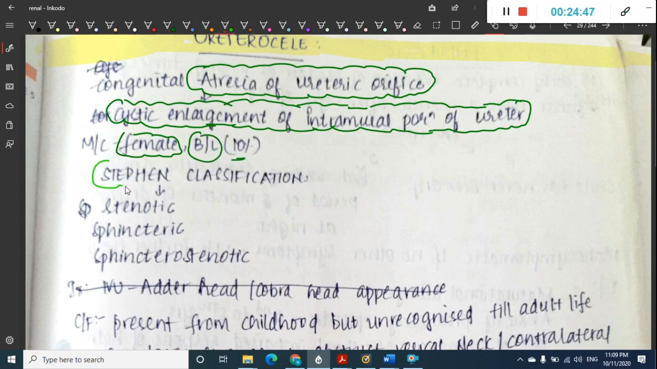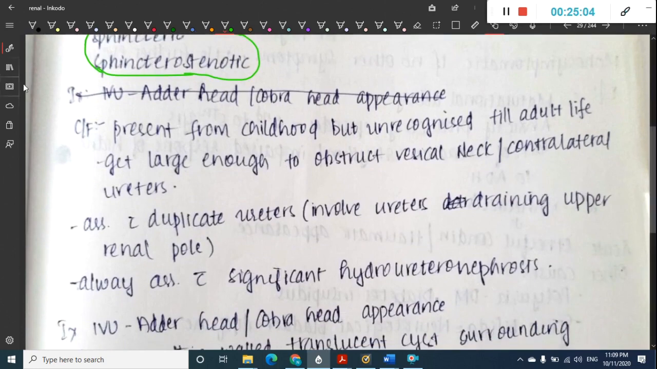There is a classification for ureterocele which is called Stephen's classification. According to Stephen's classification, we have divided the ureterocele into 3 types: stenotic, sphincteric, and sphincterostenotic. Now we will see the clinical features.